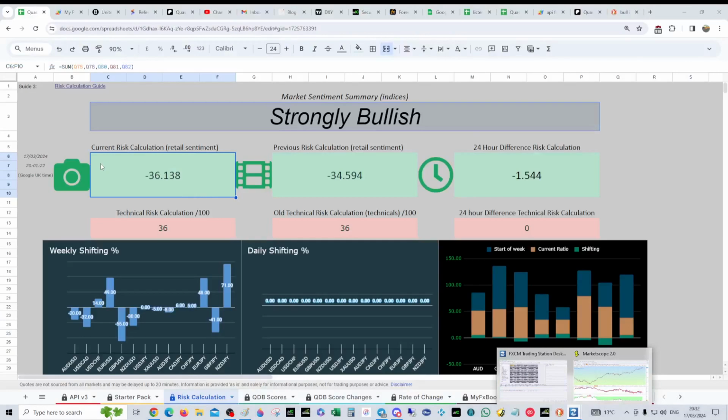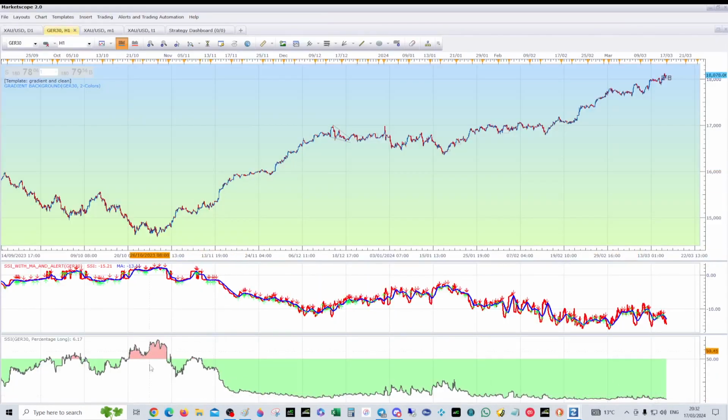So let me show you what I mean by that. We're interested in the red to green flip, okay? And we went from red to green here. Well, we went here, and also we went here. Now look at the price of DAX, and up we go, right? And that's the real world application.